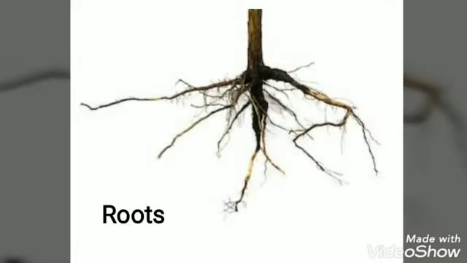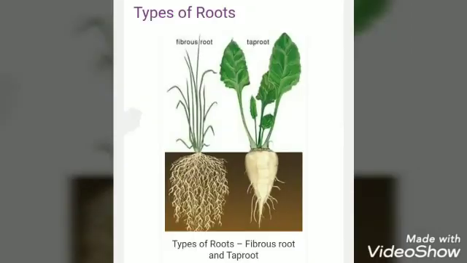Roots are the most important and underground part of a plant, that is, roots grow under the ground, which are collectively called the root system. They are the major part that anchors, that is, holds the plant firmly in the soil. They are brown in color and hard. There are two types of roots, the taproot and the fibrous root.